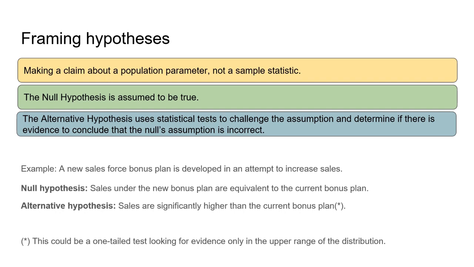For example, a new sales force bonus plan is developed to increase sales. The null hypothesis would be that the new bonus plan is completely equivalent to the current bonus plan. The alternative hypothesis says that sales will be higher than the current plan. We will use statistics to understand what that means.